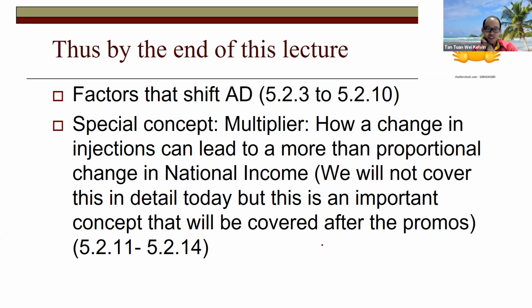Next, there's a special concept called the multiplier. The multiplier shows how a change in any of the injections, if you recall, there are three injections in the circular flow: investment, government expenditure, and export revenue. So the special concept known as the multiplier is to teach you how a change in any of these injections can actually lead to a more than proportionate change in national income.